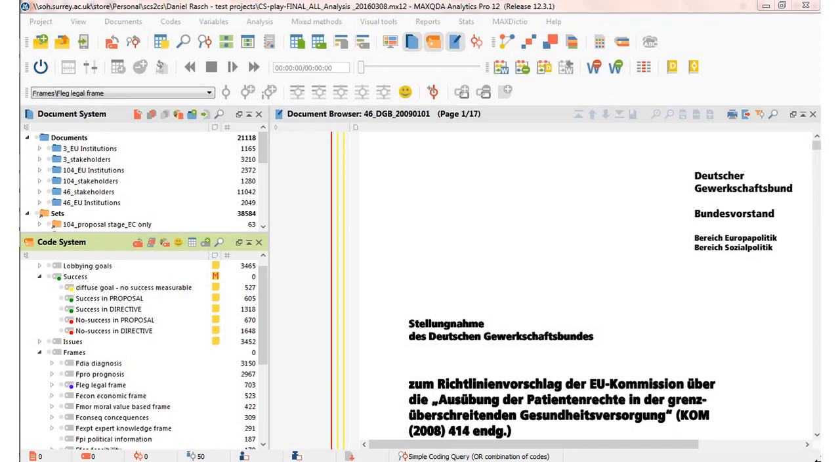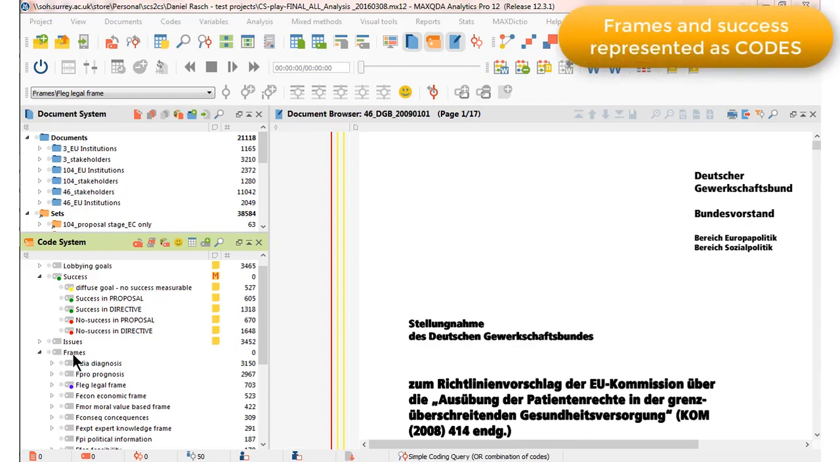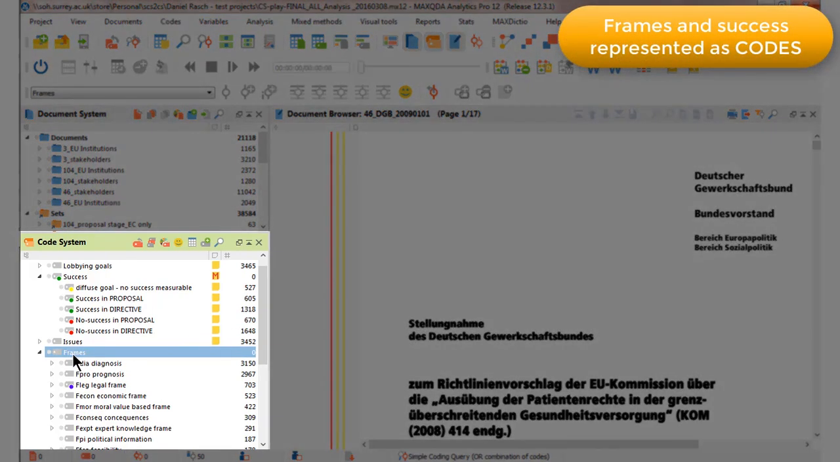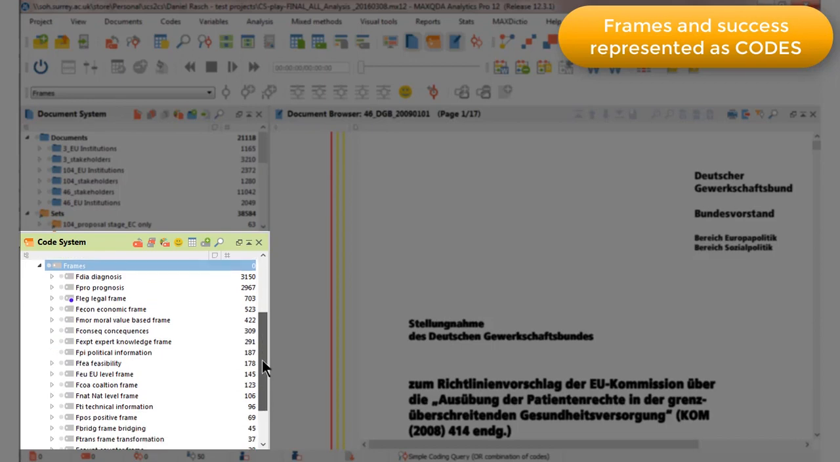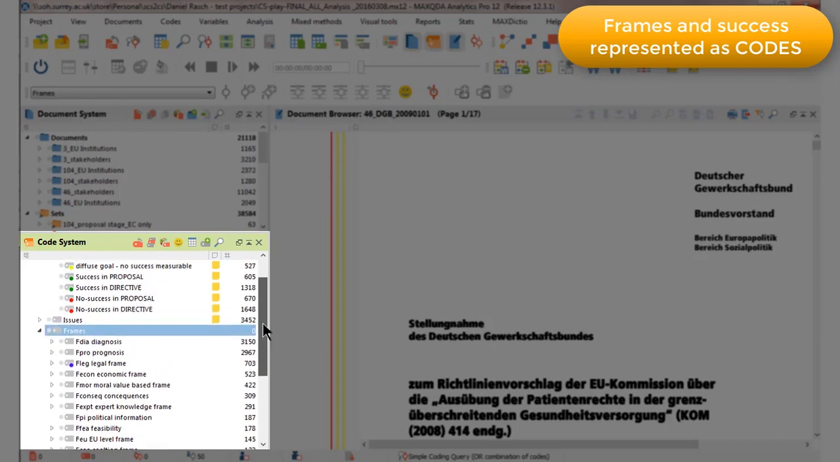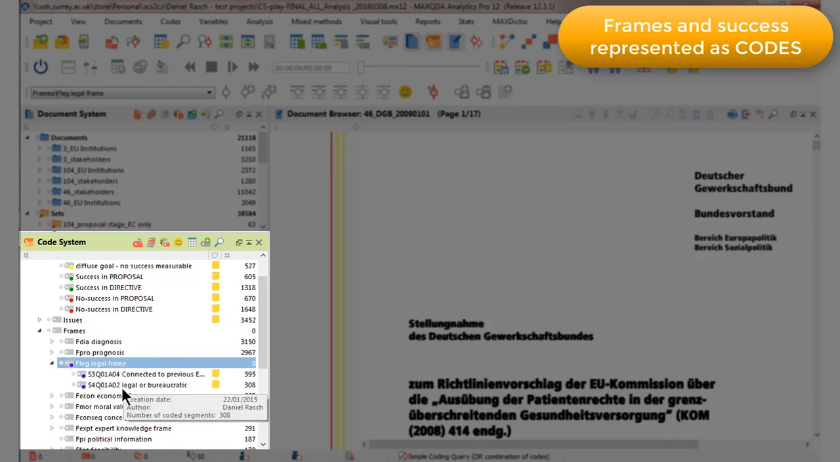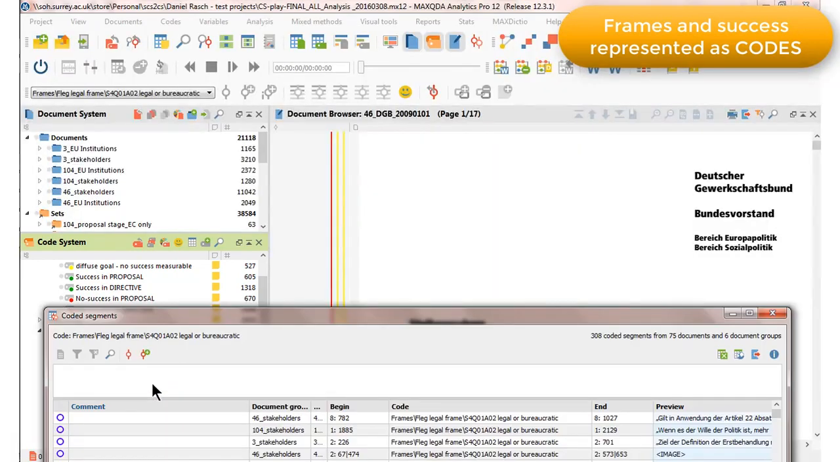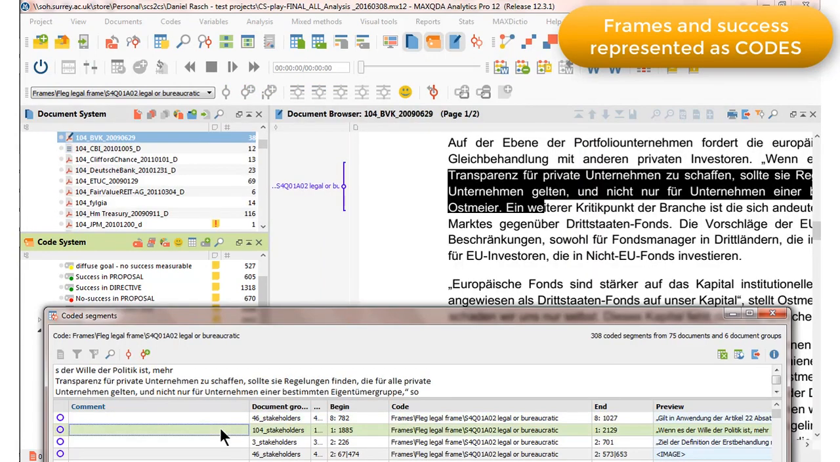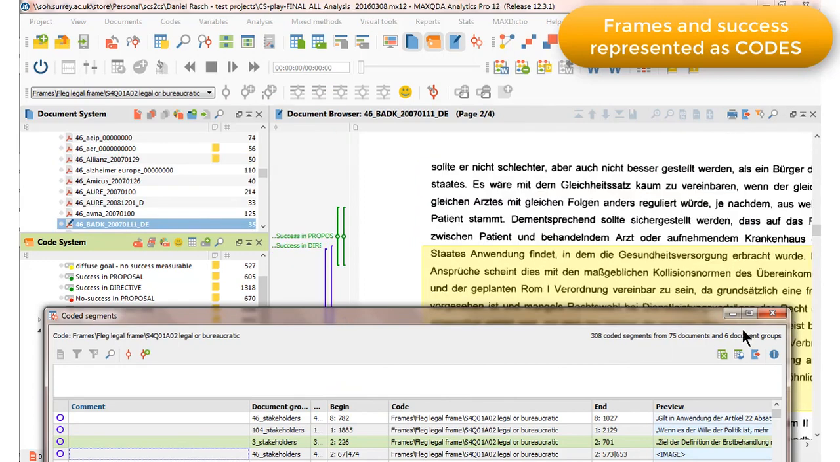I'm first quickly going to show you where the concepts of frames and success are represented. We can see that Daniel has used codes to represent the concepts of frames and success. In fact, there are 20 different frames that he used to code evidence for these communication styles within the directive documents. Let's just have a look at the legal frame, which is the one that we're going to focus on. If I open this up, you can see that there are two dimensions of that frame where the coding has happened, and I can access that coding very easily within the coded segments window.